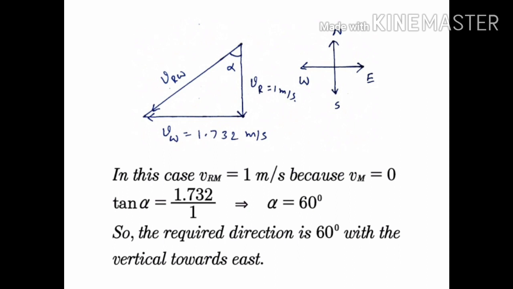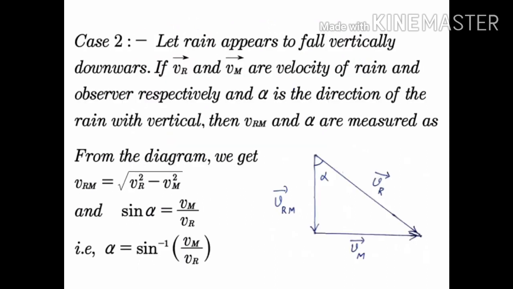And from that, to find out the alpha value, we are taking tan alpha. That tan alpha is equal to VW by VR, that is equal to 1.732 by 1, that implies alpha is equal to 60 degrees. So the required direction is 60 degrees with the vertical towards east. So that is about case 1. And next we come to case 2.